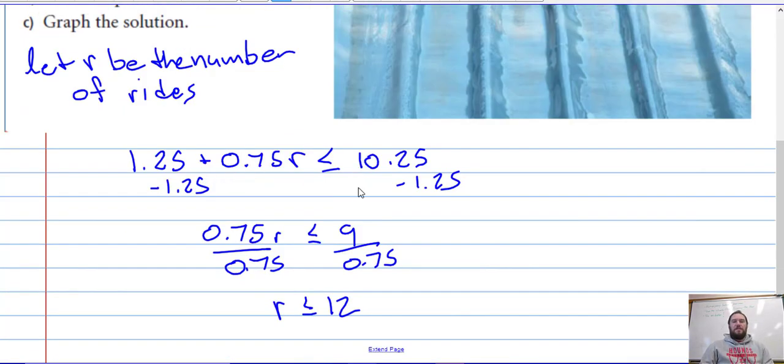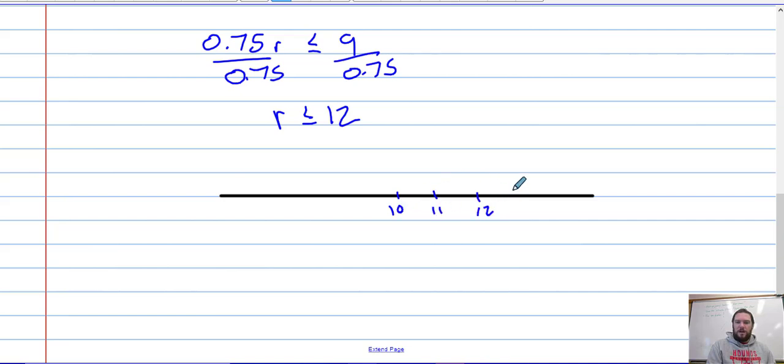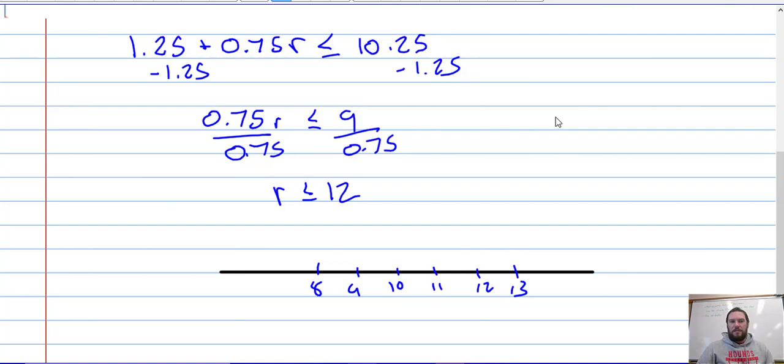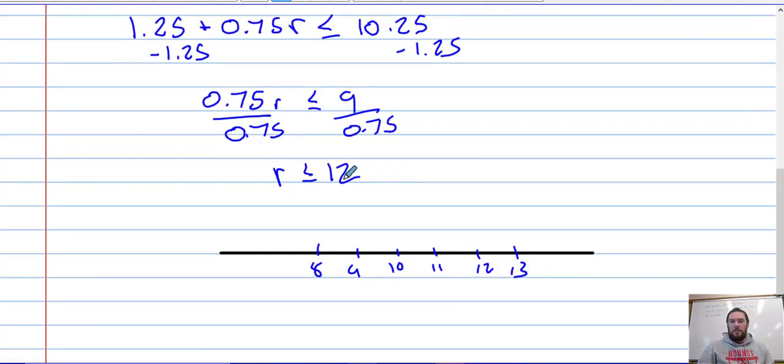Lastly, it says to then graph our solution. So if Haru was a very industrious child and wanted to go to his parents with this information, he might then show them a graph to say, this is how many rides I could take, right? So here we go. We got 10 rides, 11 rides, 12 rides, 13 rides, 9, 8, and so on. So what does this look like? Again, we're not going to graph our original inequality. We're going to graph the reduced one. So less than or equal to means I am using a closed circle at 12, and I'm going to the left from there.